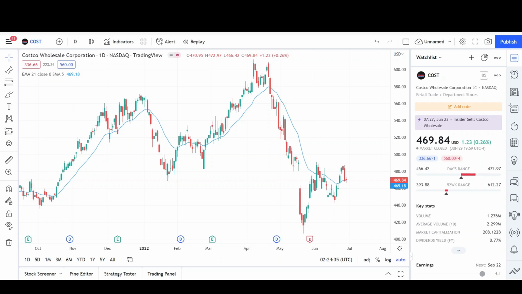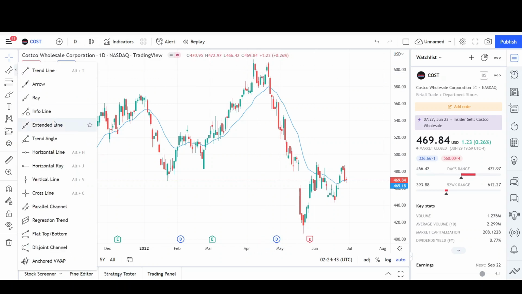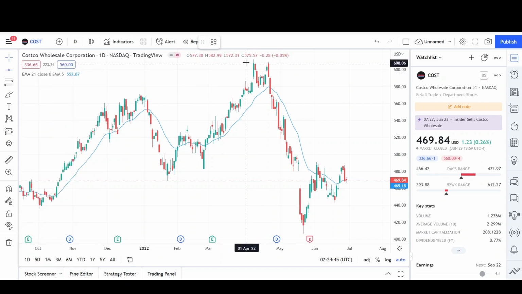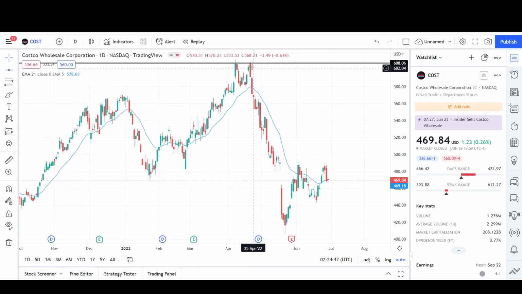Here we have the daily chart for Costco, and just back in early to mid-April, Costco was near its all-time highs right around the 607 level. So I'll put a horizontal line there. We saw a sudden drop-off from the 608 level all the way down to the $400 level in pretty much a month. About a month it took that drop to occur.